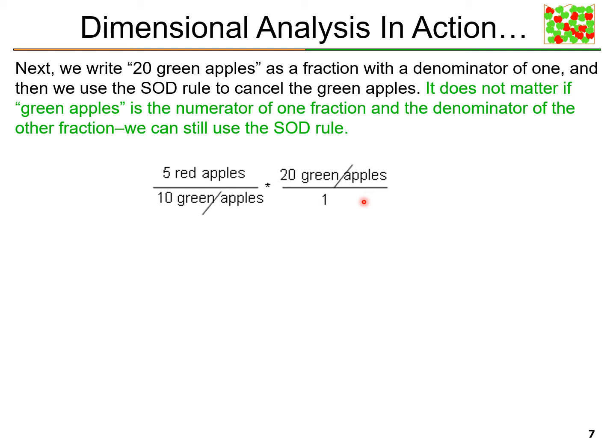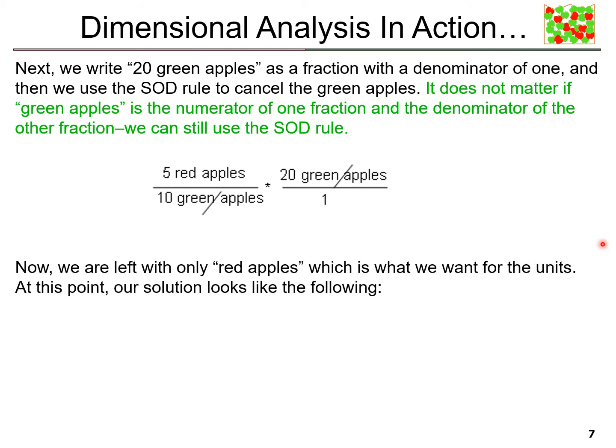Okay, so the important thing is we rewrite the 20 green apples as a fraction with a denominator of 1 so that we can more clearly see that we have green apples that will cancel each other out because we got green apples in the numerator and green apples in the denominator. Now we are left with only red apples as units, which is what we want for the units because we're trying to find the number of red apples.